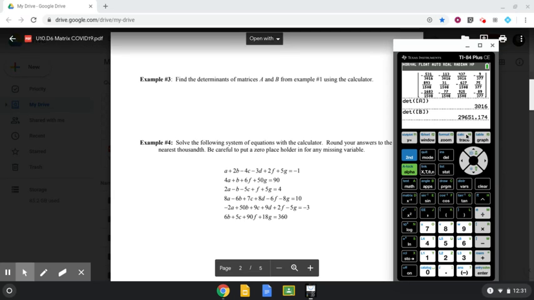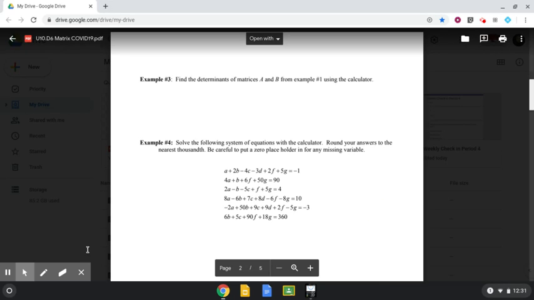So you can only imagine how much more rigorous finding the determinant by hand would have been without a calculator. So when you're ready, let's move on to number 4.